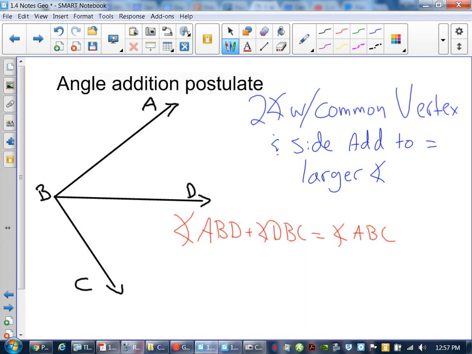And that's what I meant by the lettering can get kind of messy. But notice, what's the middle letter for all of them? B, and it's the vertex for all three of them. And if you can keep those things straight together like that, it works out just fine. Okay. Angle addition is adding two or more things together that share a vertex and a side to make a larger angle. Same exact concept as segments, but we're turning.